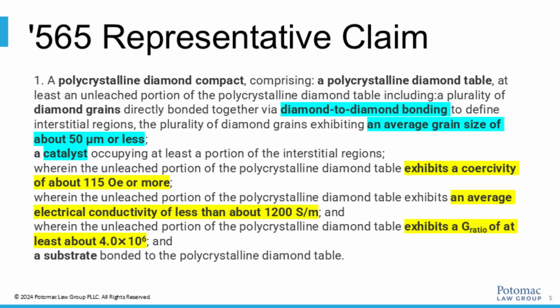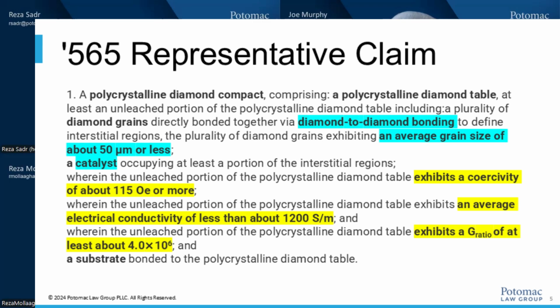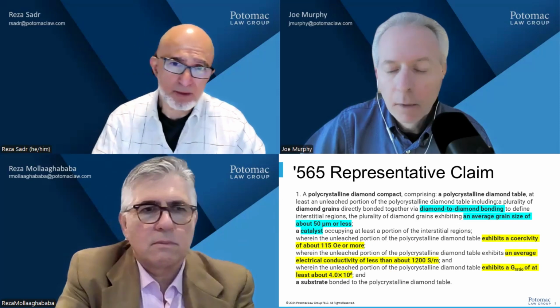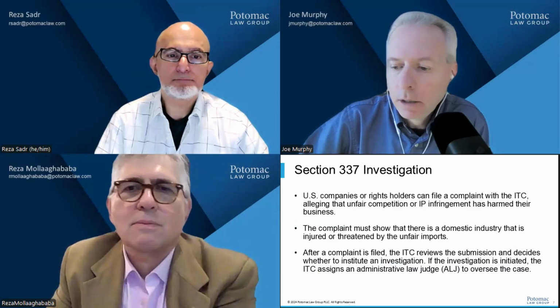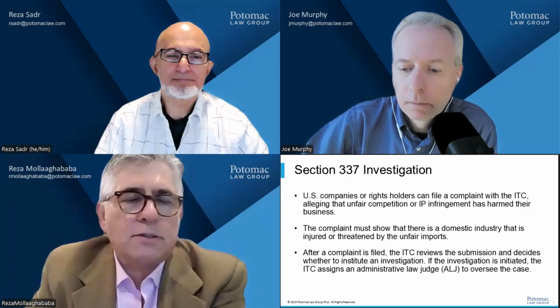Now, G ratio is actually a ratio between how much the cutting bit wears versus how much cutting it does through the substrate. And we've also got a substrate bonded to a polycrystalline diamond table. So we've got both structural elements and functional elements together in the claim. So I'm going to throw this over to Reza M, and maybe Reza, you can tell us a little bit about the ITC. Yes, thanks, Joe.